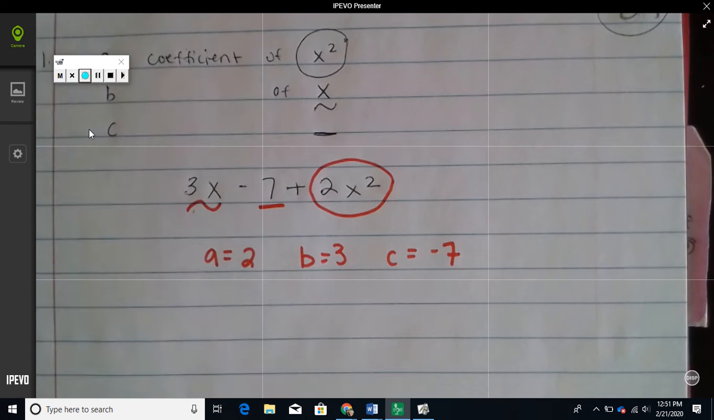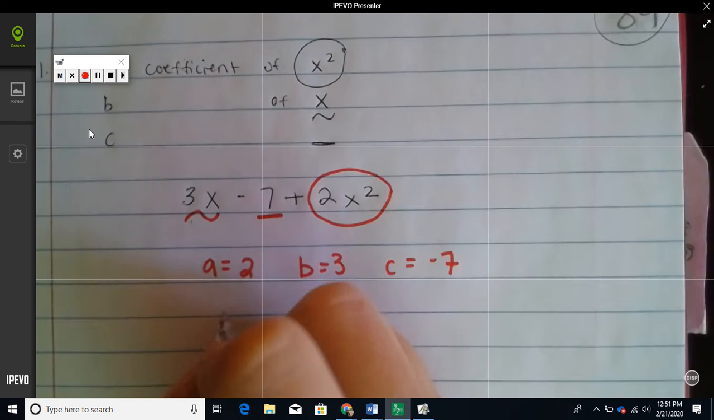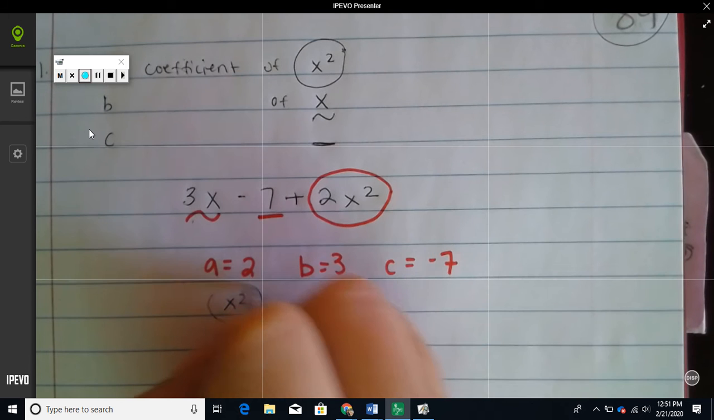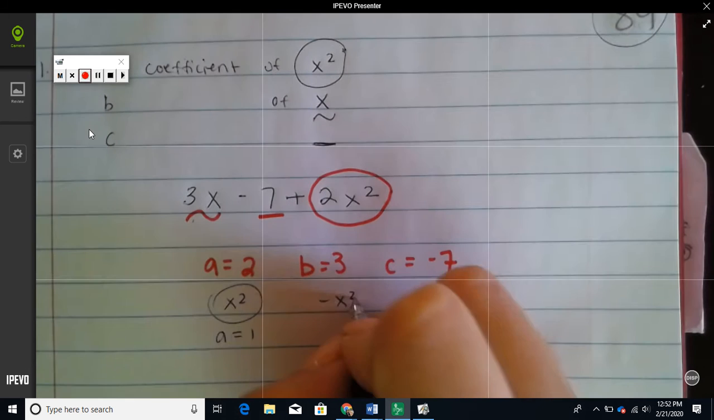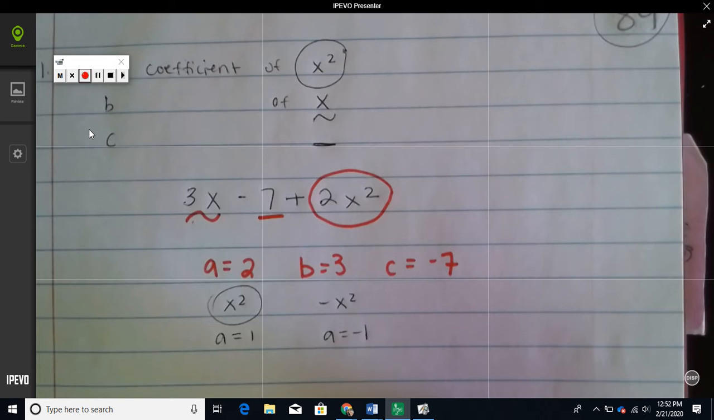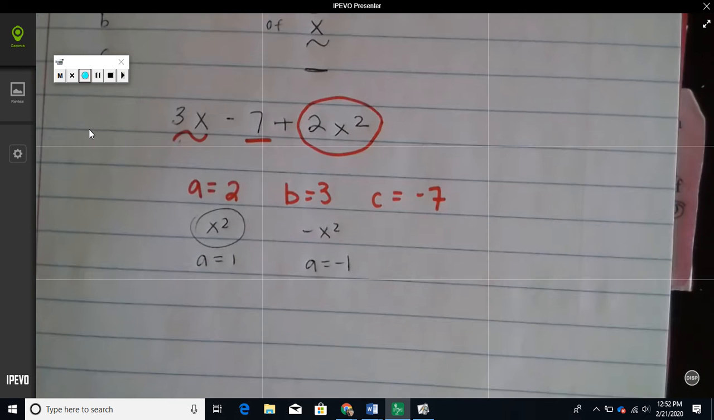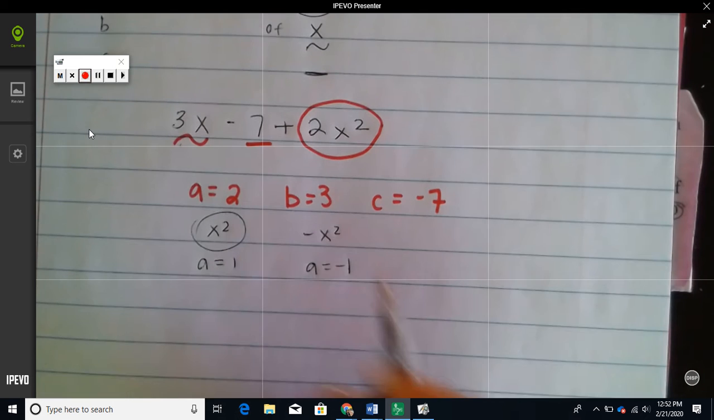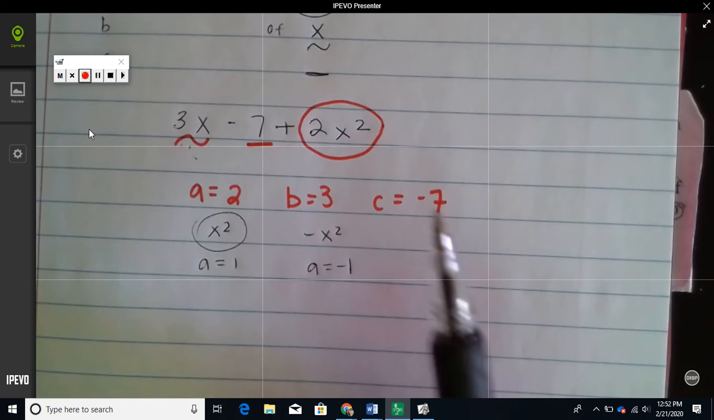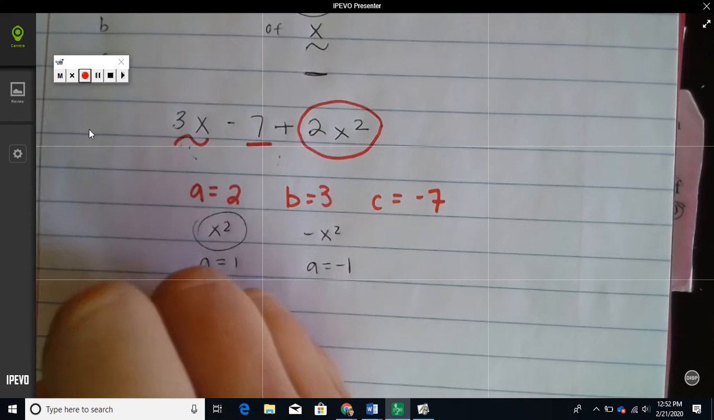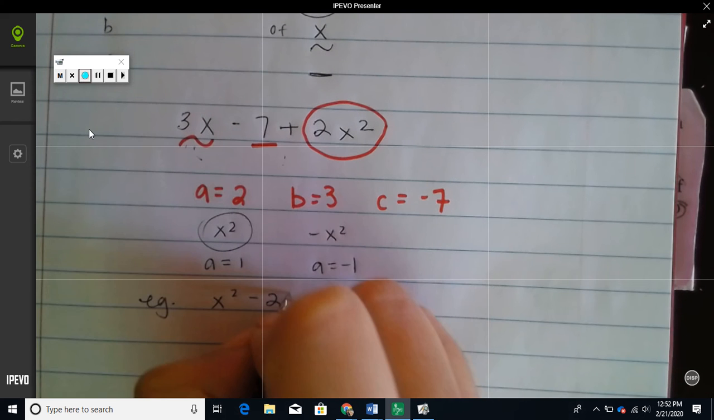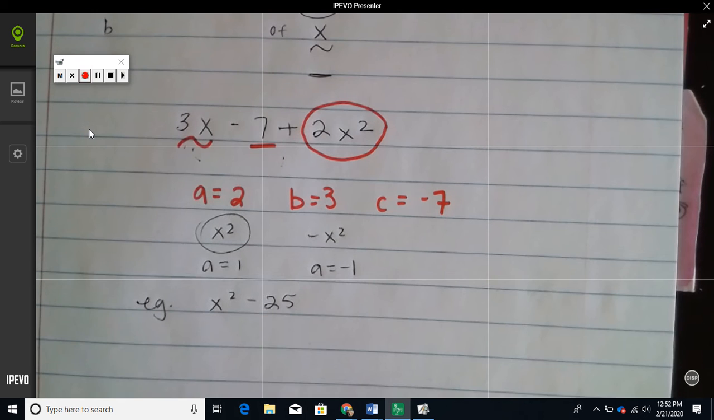So for example, if it was x squared, that'd be the one you circle, your A is 1. If it was negative x squared, your A would be equal to -1. All right, I just want to clarify that. If there's no B, if there's nothing you squiggly, then your B is 0. If there's nothing you underline, then your C is 0. So I would like for you to try this example. Tell me what the A, B, and C are.